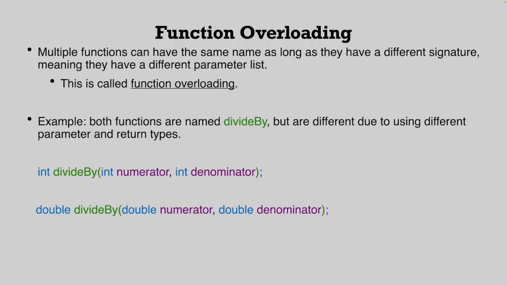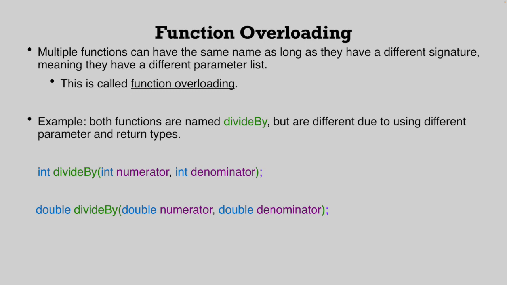So lastly, we have function overloading. The thing with functions is that multiple functions can actually share the same name as long as they have a different signature. And to have a different signature means that they have a different parameter list. And this is function overloading. So here is an example.